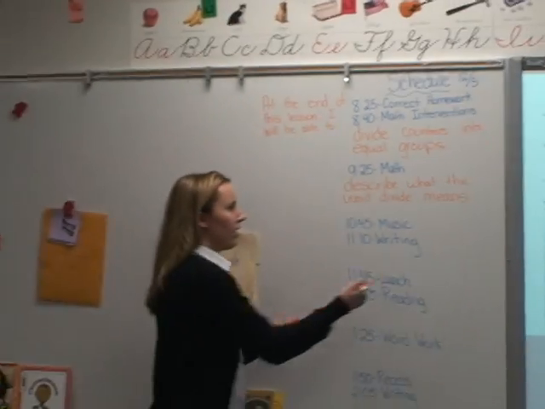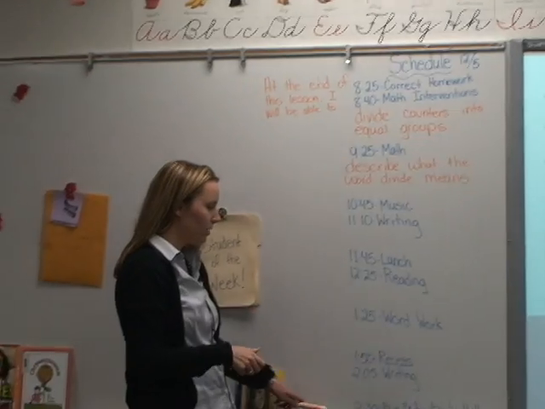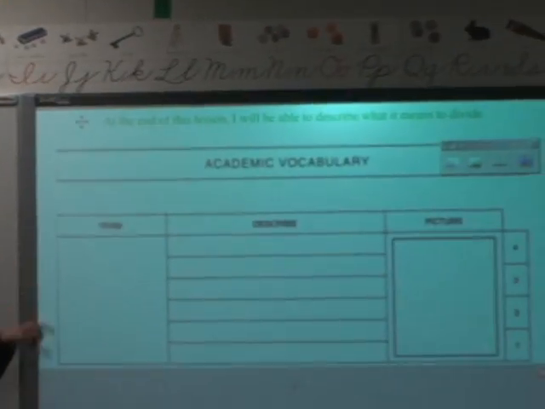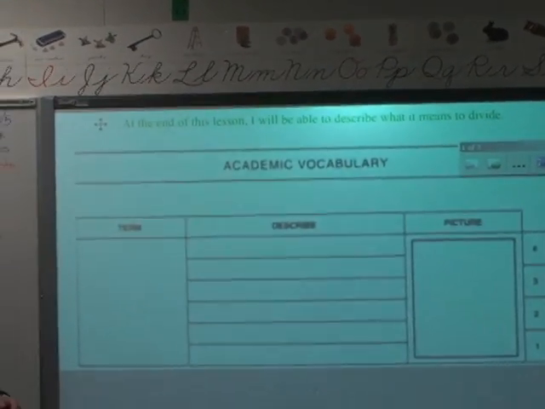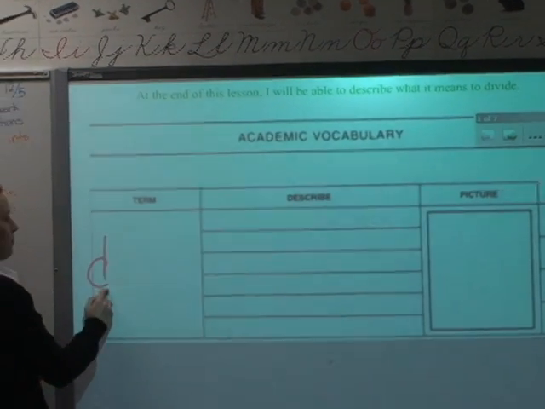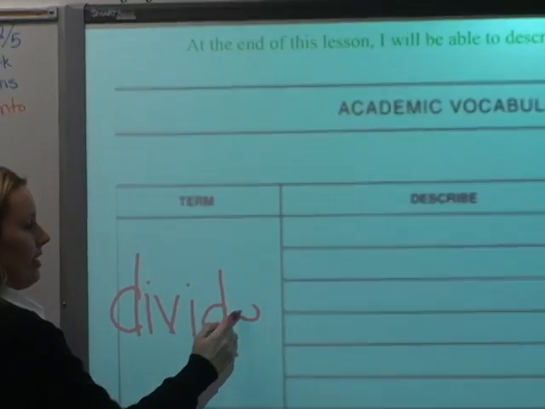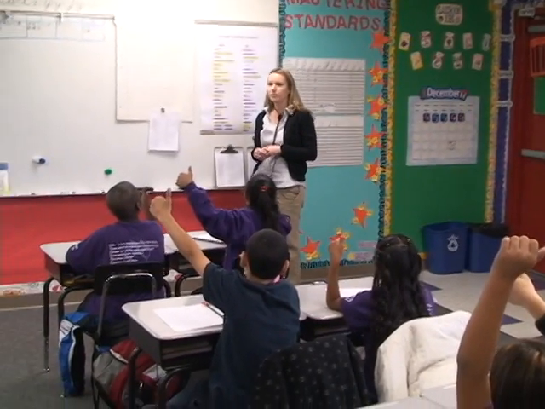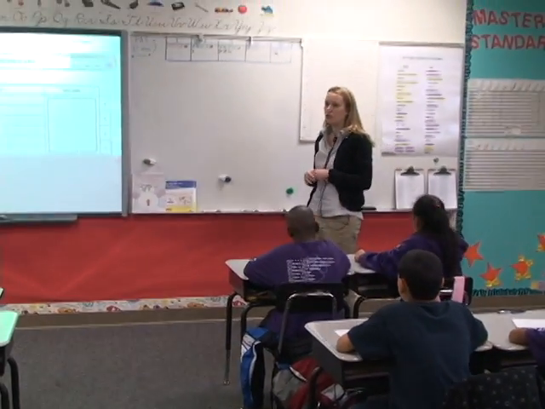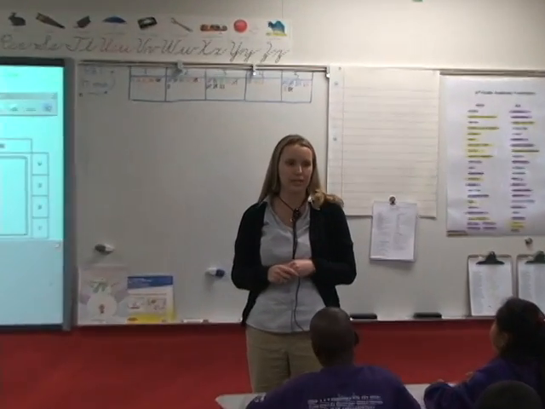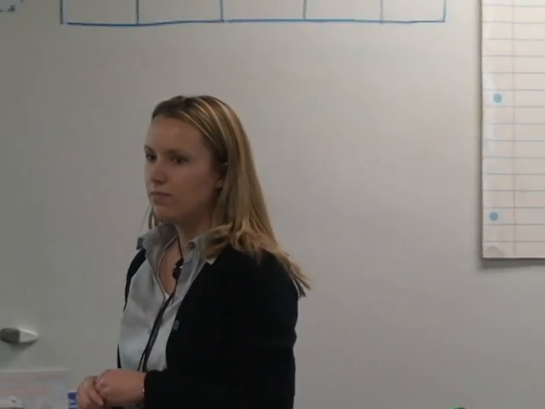So boys and girls, what I want you to do right now in your academic vocabulary books is to write down the word divide. I spell divide, D-I-V-I-D-E. Very good, thumbs down. Boys and girls, I want you to say the word divide. Ready? 1, 2, 3. Divide.